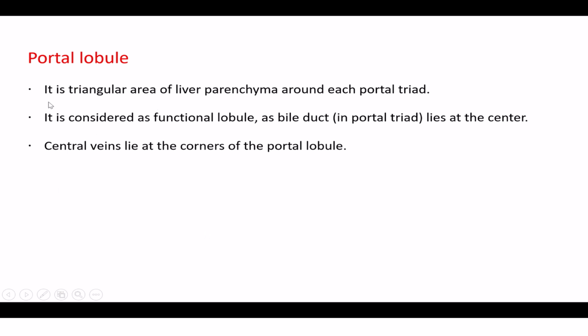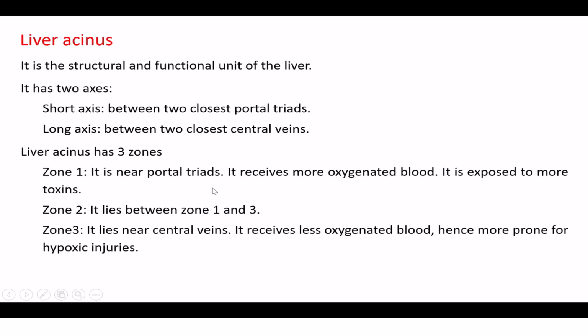So the portal lobule is a triangular area of liver parenchyma around each portal triad. It is considered a functional lobule as the bile duct lies at the center. Then central veins lie at the corners of the portal lobule. You can see here. In the next diagram, I will show you what is a portal lobule and the liver acinus, or hepatic acinus, or portal acinus, or acinus of Rappaport. These are the different names for the portal acinus or the liver acinus.